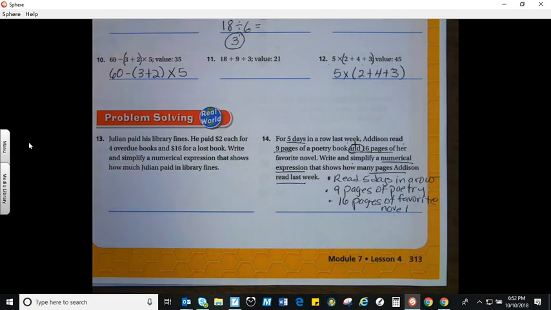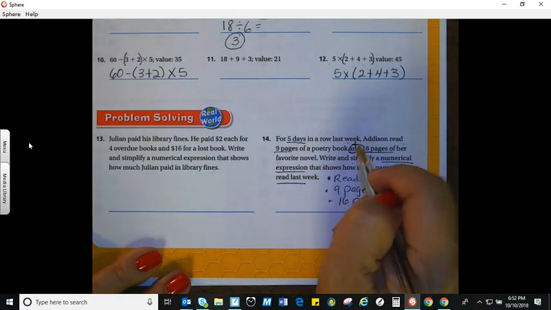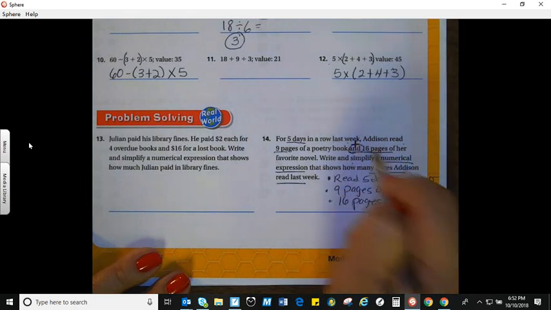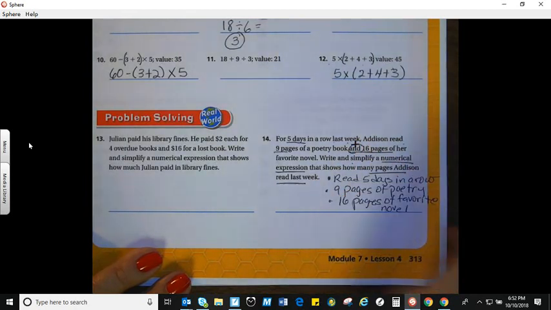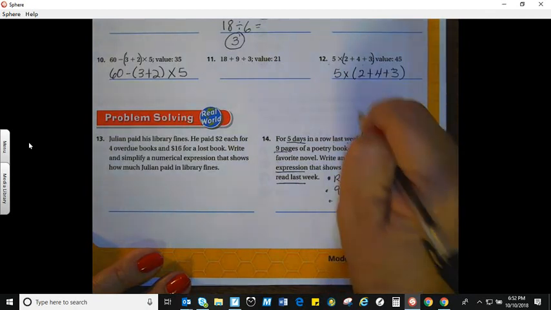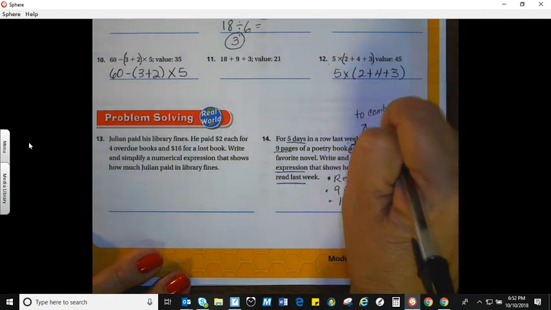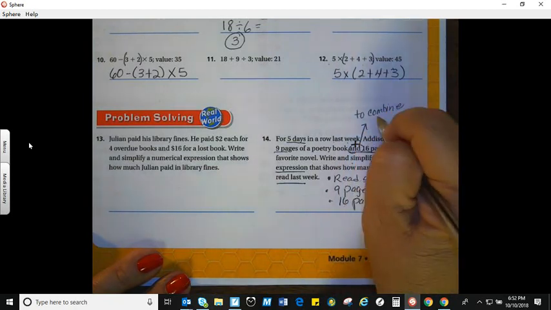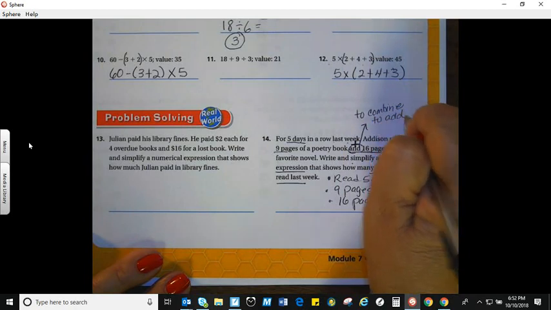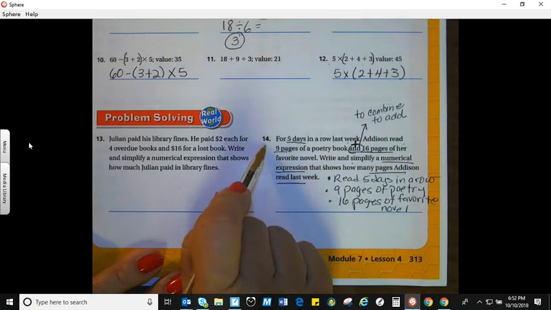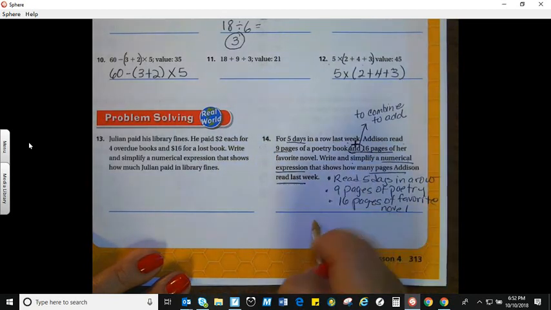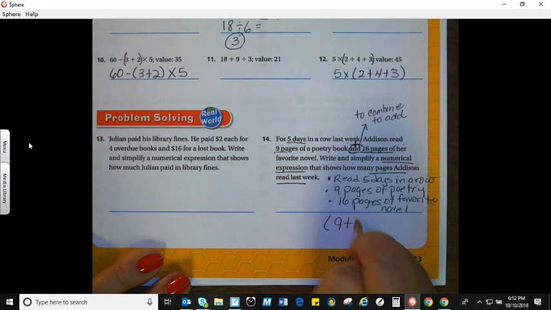Now, what would I need to do if I wanted to find out how many pages she read last week? What would I need to know first? Remember that and? That and meant that we're going to combine those together. This means to combine. And another way of operation to combine would be to add. So what am I going to add? 9 and 16. So this will be 9 plus 16.